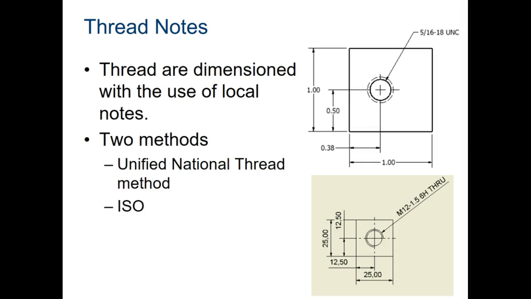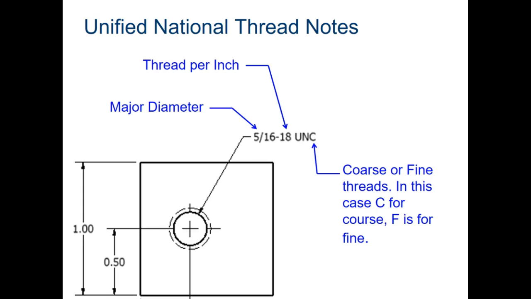There are two methods of identifying the threads for the thread notes. The ones that we are going to be using, since we're using customary measurements, are the Unified National Thread method. And you also need to be aware that there is a different method for metric measurements that gives usually a little more information, but we'll focus on the Unified National Thread measurement. So you'll see UN to shorten that, so that's Unified National when you see UN.